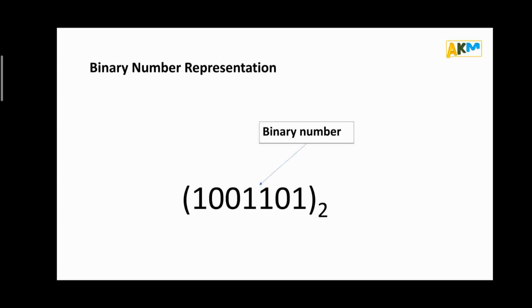The base, which in this case is 2, can be written as a subscript after the number. Since it is a binary number, the base is 2. But for a different number system, the base will be different. Like for the decimal number system, the base will be 10. For the hexagonal number system, the base will be 6. For the octal number system, the base will be 8. Likewise, depending on the number system, the base will be different. So here we have seen the overall representation of a binary number.